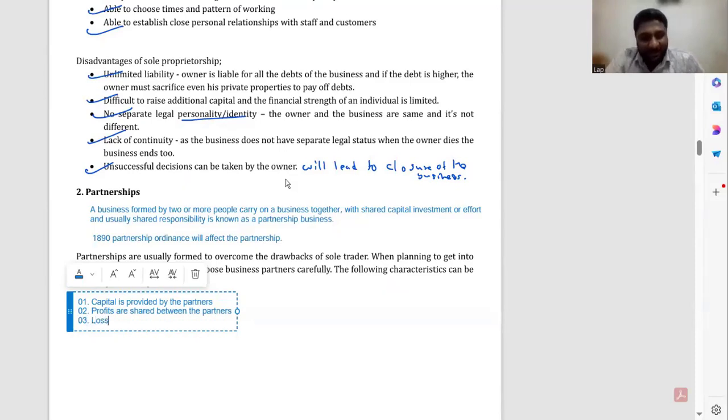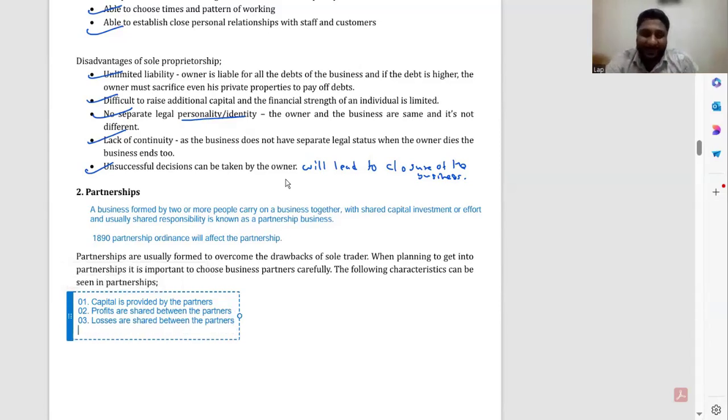Losses are shared between the partners. If you make a 50,000 loss, if there are 5 people, you are not required to bear all 50,000. You 10,000, you 10,000, you 10,000, you 10,000, I 10,000, just 10,000. So that is a good thing in the partnership.